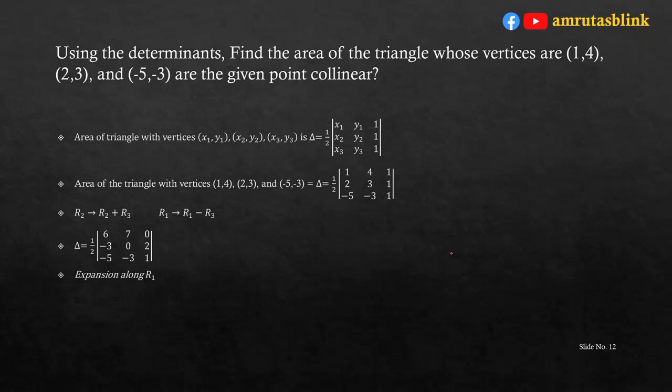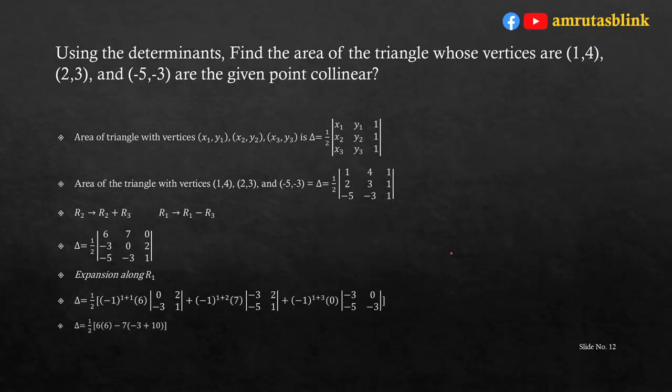Now, we will expand this determinant along row 1. So, delta is equal to 1 by 2 into bracket minus 1 raised to 1 plus 1 into 6 into determinant 0, 2, minus 3, 1, plus minus 1 raised to 1 plus 2 into 7 into determinant minus 3, 2, minus 5, 1, plus minus 1 raised to 1 plus 3 into 0 into determinant minus 3, 0, minus 5, minus 3. So, the value of this part of the expression is 0.